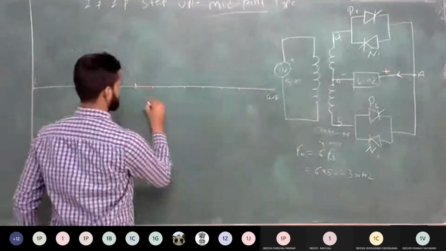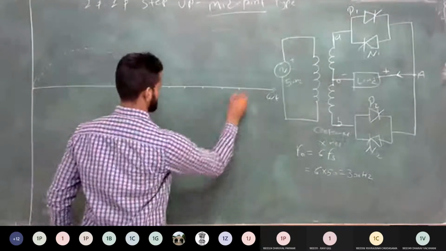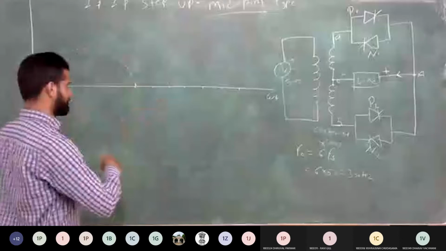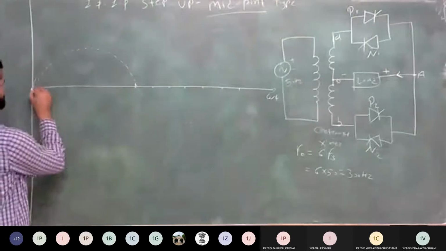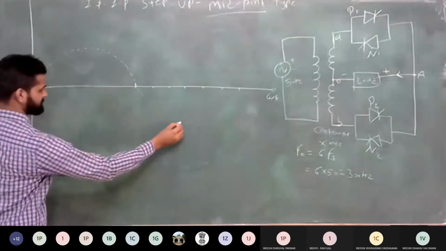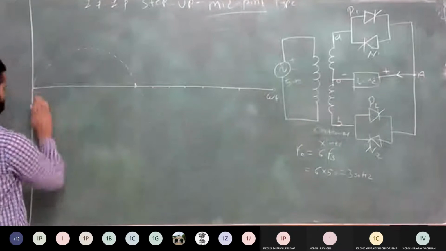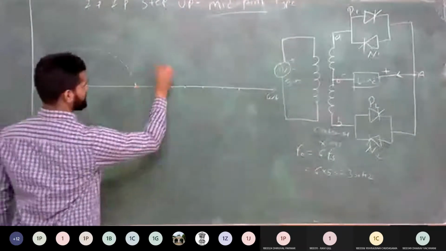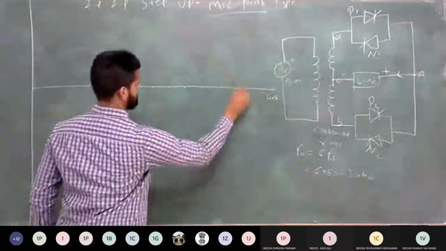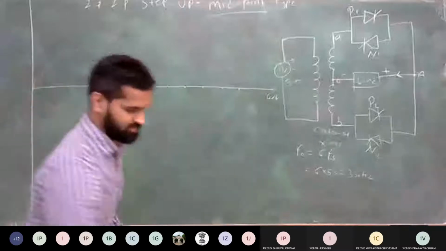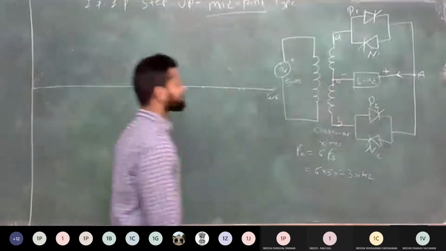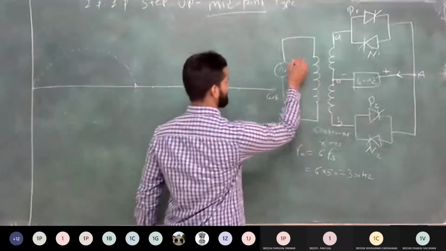And this is my negative cycle here. And same way, exactly opposite diagram I do. First negative cycle, and then positive cycle here. So let's derive this frequency 300 Hz at the load cycle. So now first positive cycle of supply start.